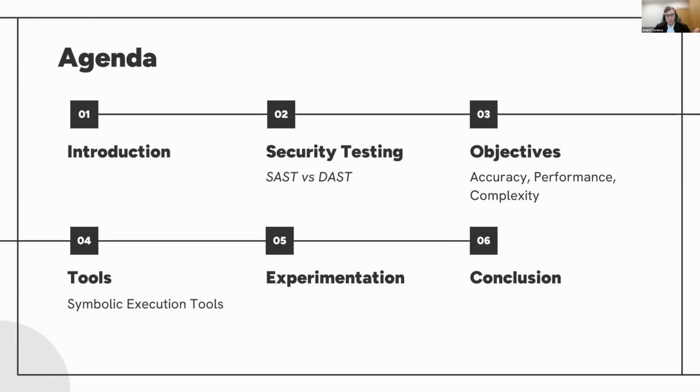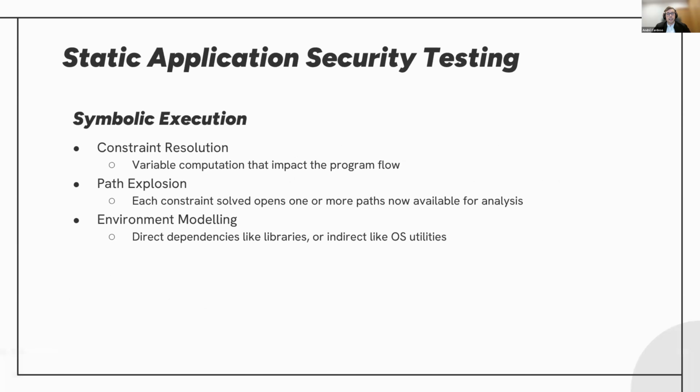Inside security testing, there are two most common techniques, static and dynamic application security testing. This work will focus on symbolic execution, so that falls under static SAST. The three main pillars of symbolic execution are constraint resolution, path explosion, and environment modeling.